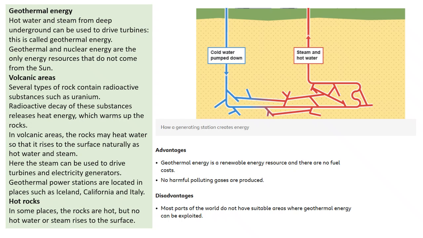Hot water and steam from deep underground can be used to drive turbines. This is geothermal energy. Geothermal and nuclear energy are the only energy resources that do not come from the sun. So you can get it from volcanoes and hot rocks. Advantages: geothermal energy is a renewable energy resource and there are no fuel costs. No harmful polluting gases are produced. Disadvantages: most parts of the world do not have suitable areas where geothermal energy can be exploited.